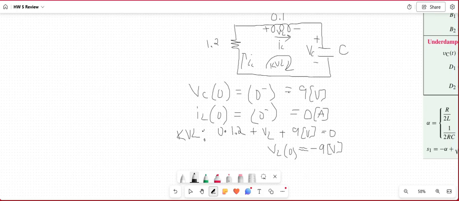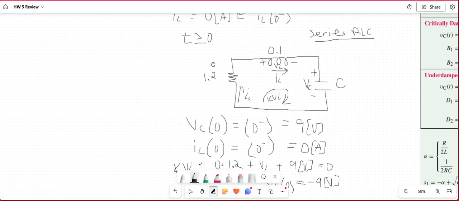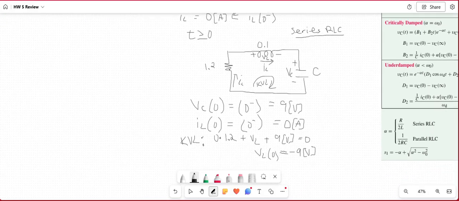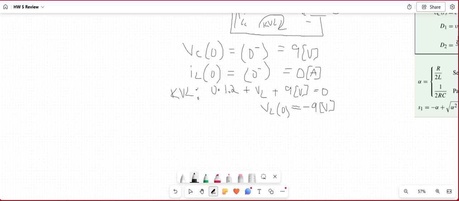So IL infinity just stays 0 amps because there's no current source or voltage source, so it'll just stay as what it is. Now if it was VC infinity, I'm pretty sure it'd be 0 volts because it eventually discharges down to 0. But IL 0 just stays at 0. IL infinity just stays at 0 amps.